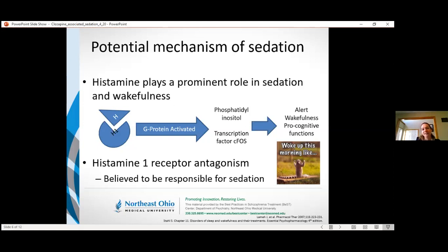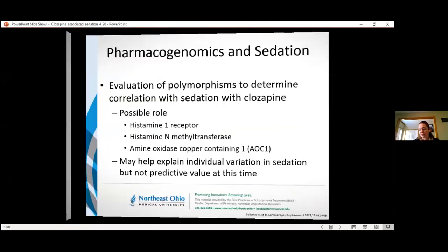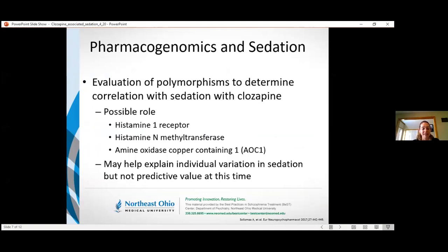But first, is there a genetic role in all of this? So I was able to find a trial that was conducted just a couple years ago that looked at, I believe, 56 different polymorphisms to try to correlate, are any of these related to patients that are reporting sedation with clozapine. The short answer is no. There were some trends, some polymorphisms that look like they may potentially be related, but the sample size was not large enough to give them statistical significance. So maybe there's something there.